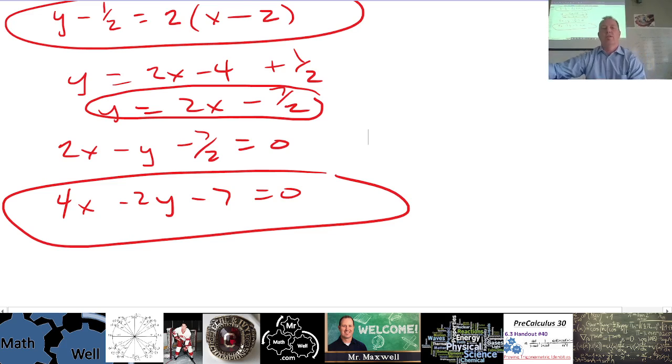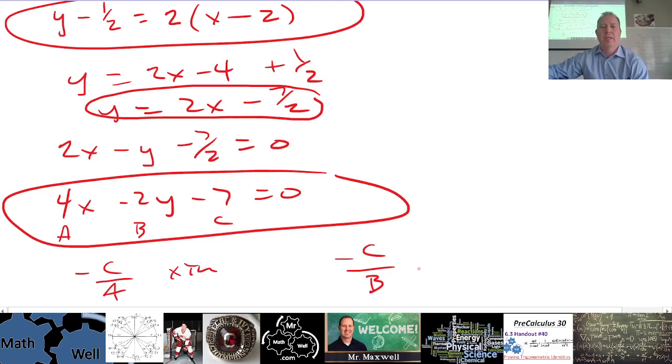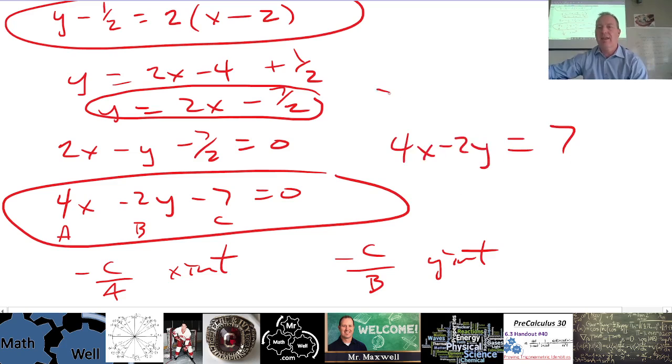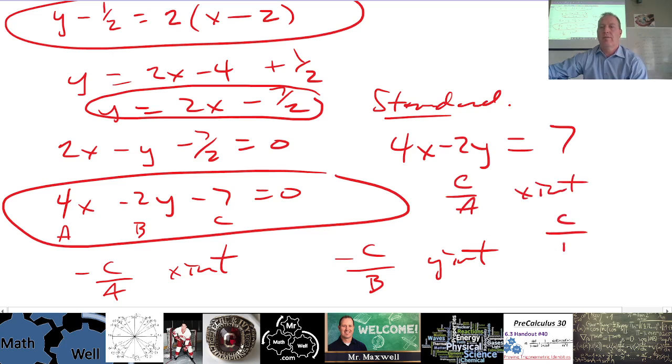So the usefulness of this then is, in this case, if this is A, this is B, this is C, negative C over A is your x-intercept. Negative C over B is your y-intercept. Okay. So that's I guess what's good about that. And then if you have 4x minus 2y equals 7, I think this is standard form, but I could be wrong. Then it's just positive C over A is your x-intercept, and C over B is your y-intercept.